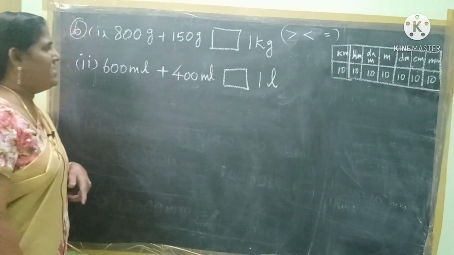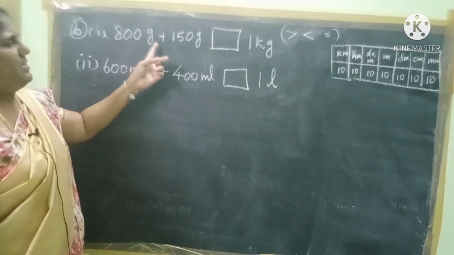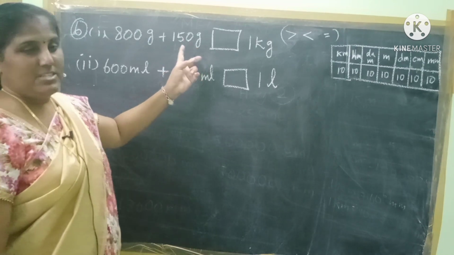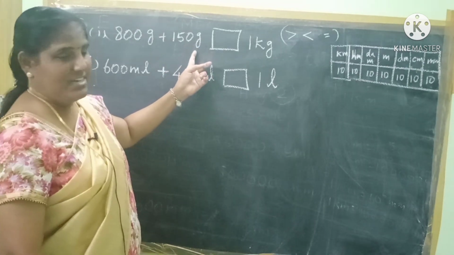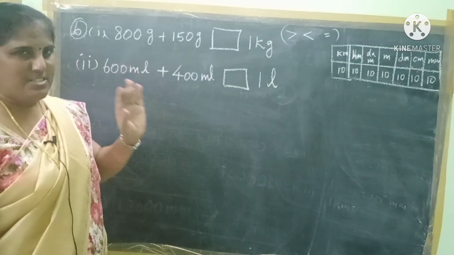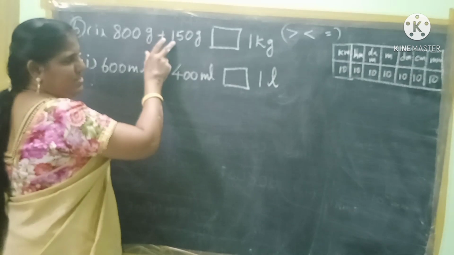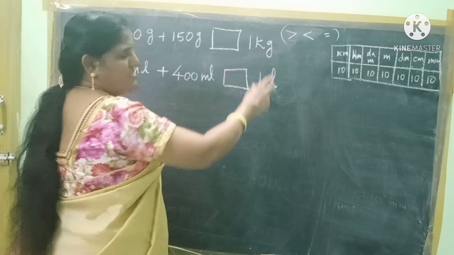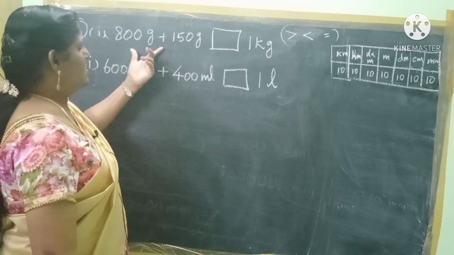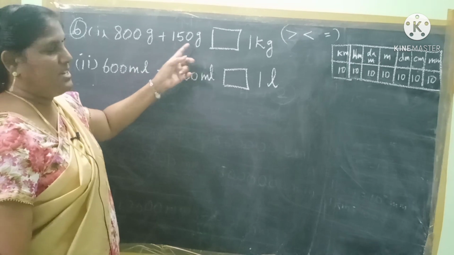Okay, listen, see the question. First one, 800 gram plus 150 gram. So is this greater than or less than or equal to 1 kilogram? Now in this sum, whatever is given on the left side you add, and you compare with the right side. Okay, see this. So this is what they given. 800 gram plus 150 gram.